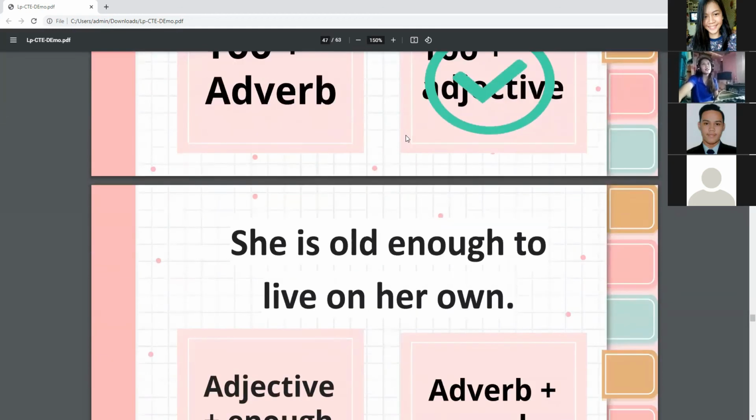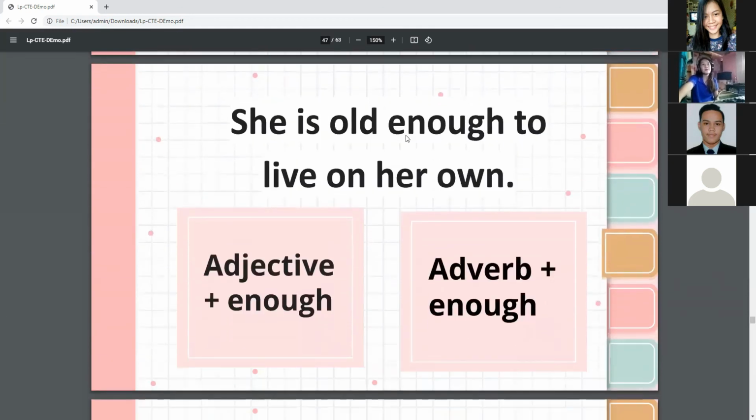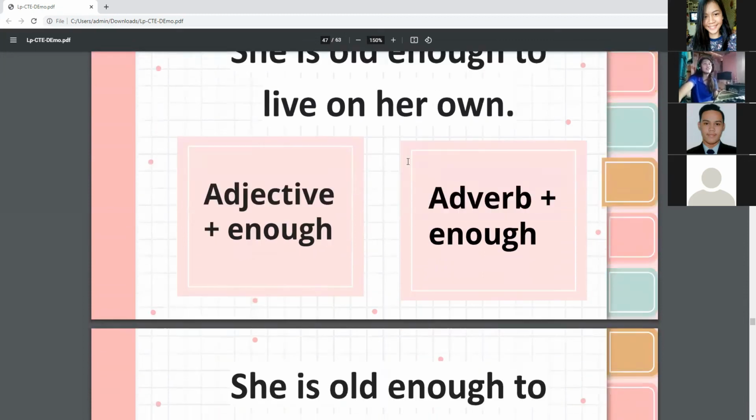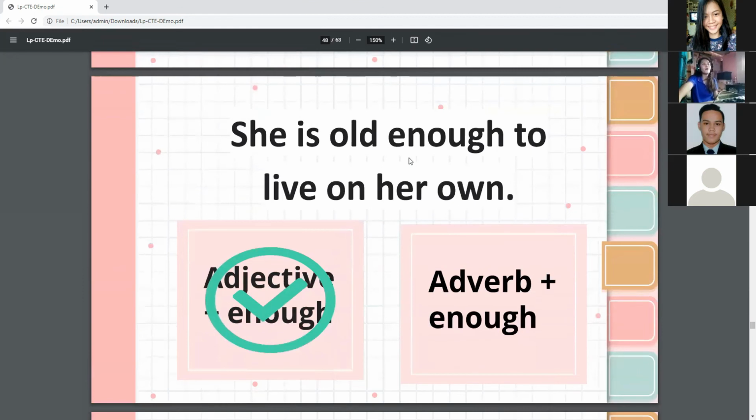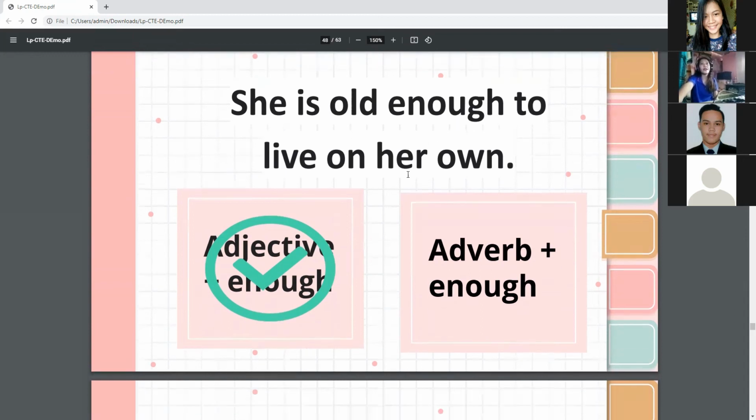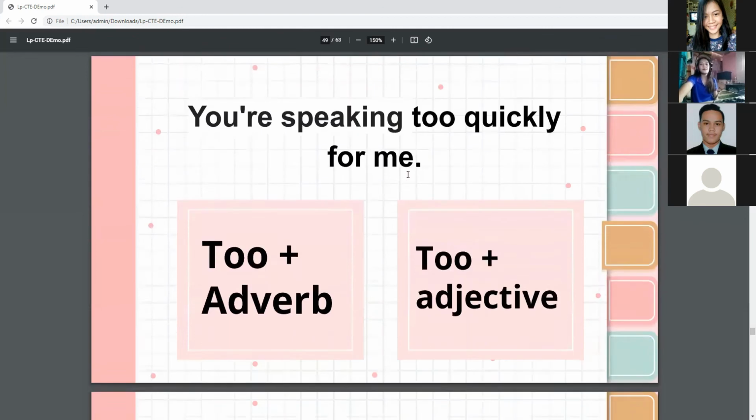Okay, next. Anthony. She is old enough to live on her own. So adjective plus enough or adverb plus enough? Adjective plus enough. Okay, adjective plus enough. Why? Because of the word old. So old is an adjective plus the word enough.